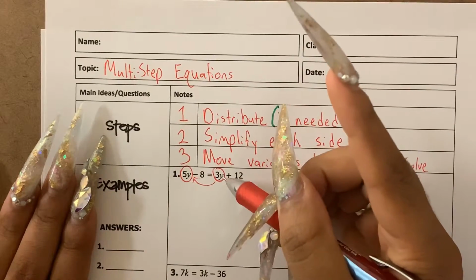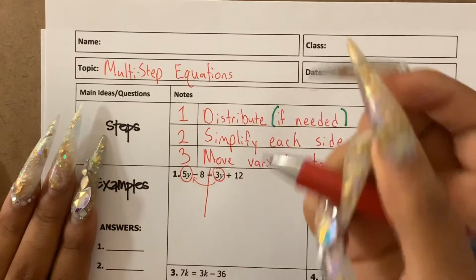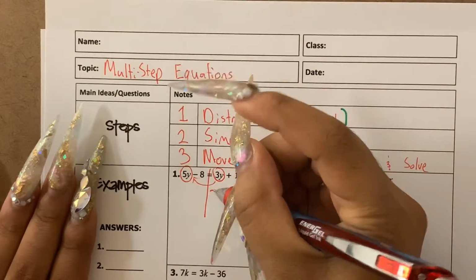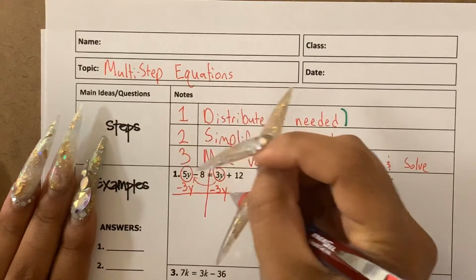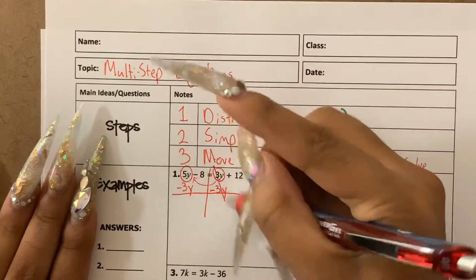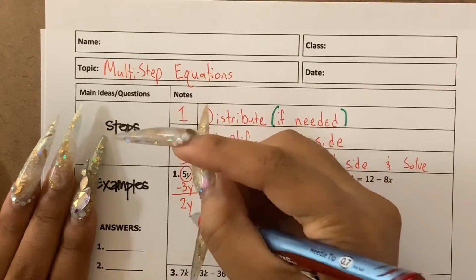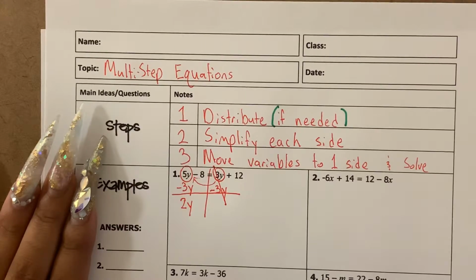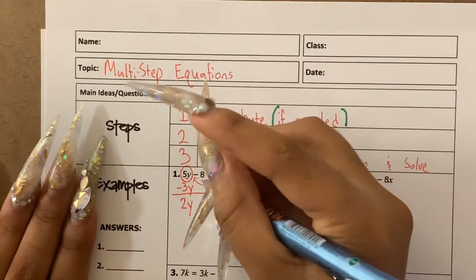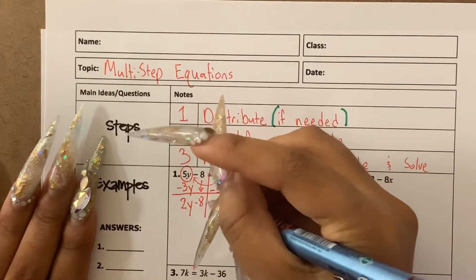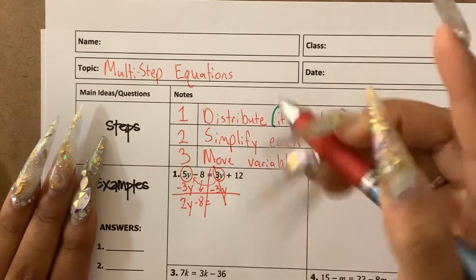So to move this 3y, it's a positive. So to move it across the equal sign, I have to do the inverse operation. I'm going to subtract 3y on both sides. 3y minus 3y cancels out. 5y minus 3y is 2y. Once I do that, I copy what I have left. So on the left side, I have minus 8. I'm going to bring down the minus 8. On the right side, since 3y cancel, I have positive 12.